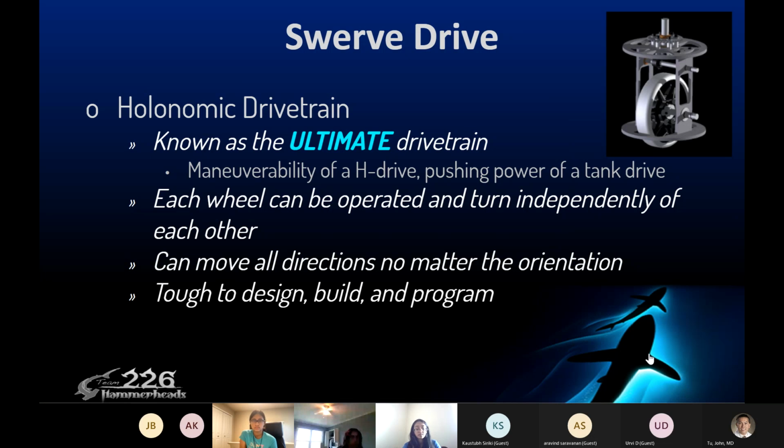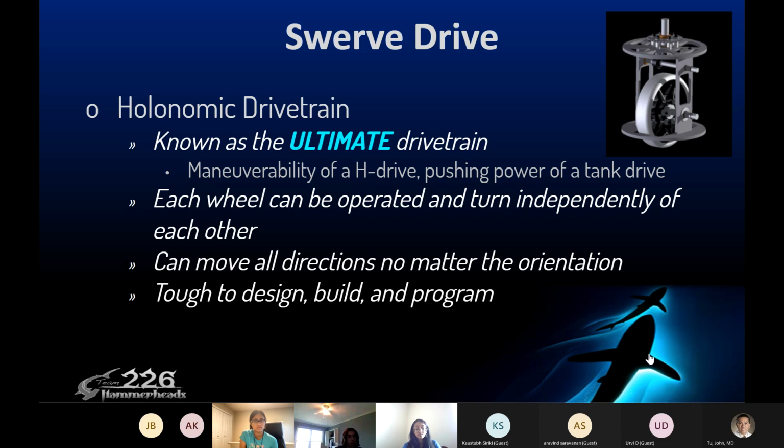So the next drivetrain we're going to talk about is the last one. It's a holonomic drivetrain called the Swerve Drive. You might recognize this from our robot from last year. So this is known as the ultimate drivetrain. It has the maneuverability of an H-drive and the pushing power of a tank drive.